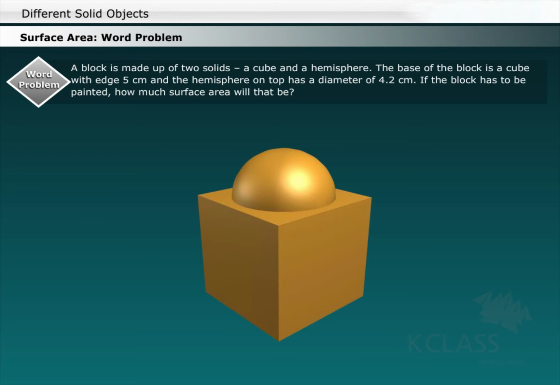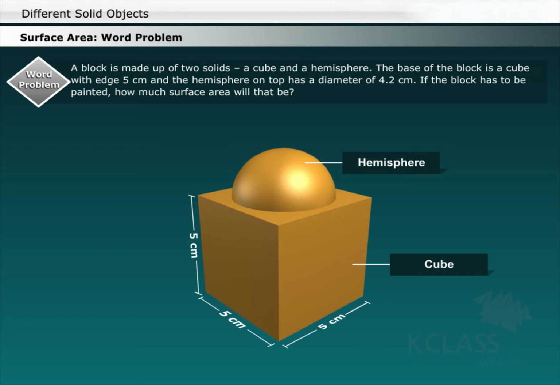Friends, it is time to do a problem. This block is made up of two solids, a cube and a hemisphere. The base of the block is a cube with edge 5 centimeters, and the hemisphere on top has a diameter of 4.2 centimeters. If the block has to be painted, how much surface area will that be?